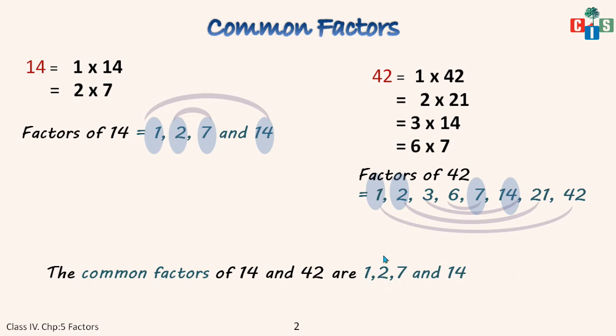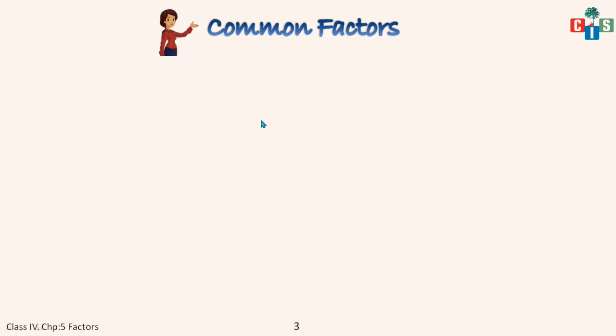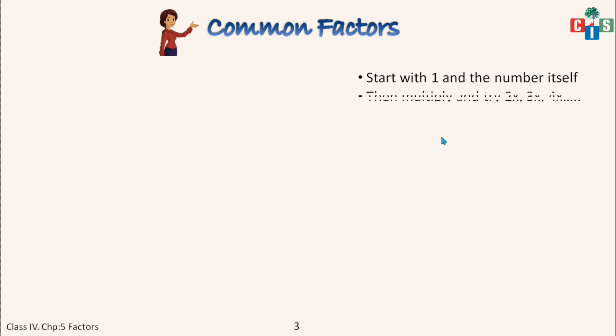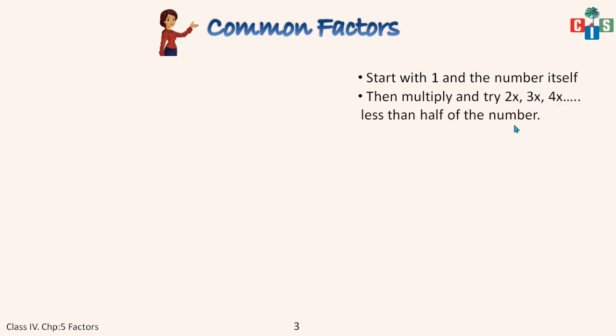Okay, students, this common factors explanation you will be using in your further classes also. This topic you will have in your higher standards also, wherein you have to find greatest common factor or least common factors. Okay, now I am having the other example and we will start with the number and 1 itself, and then we will multiply by 2, 3 and 4 till the half of the number.